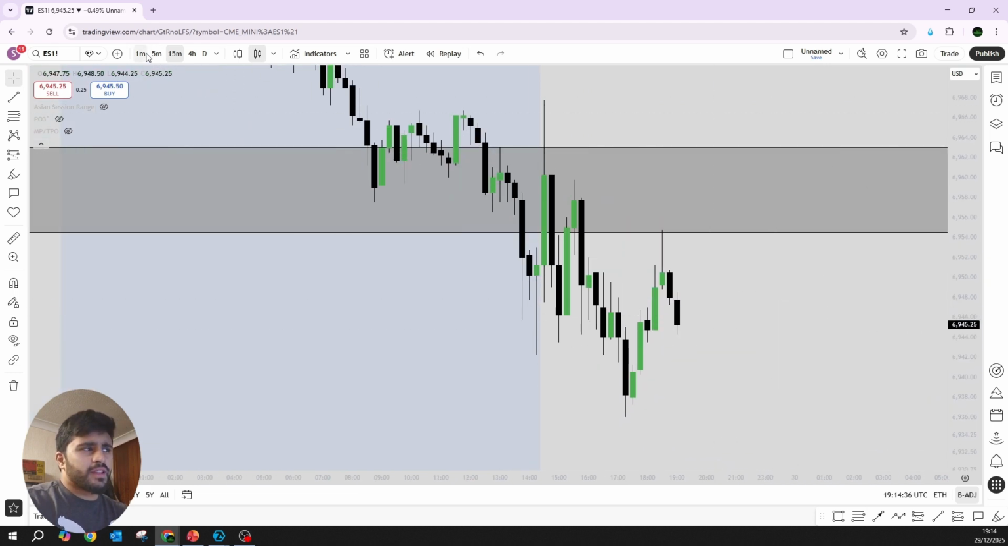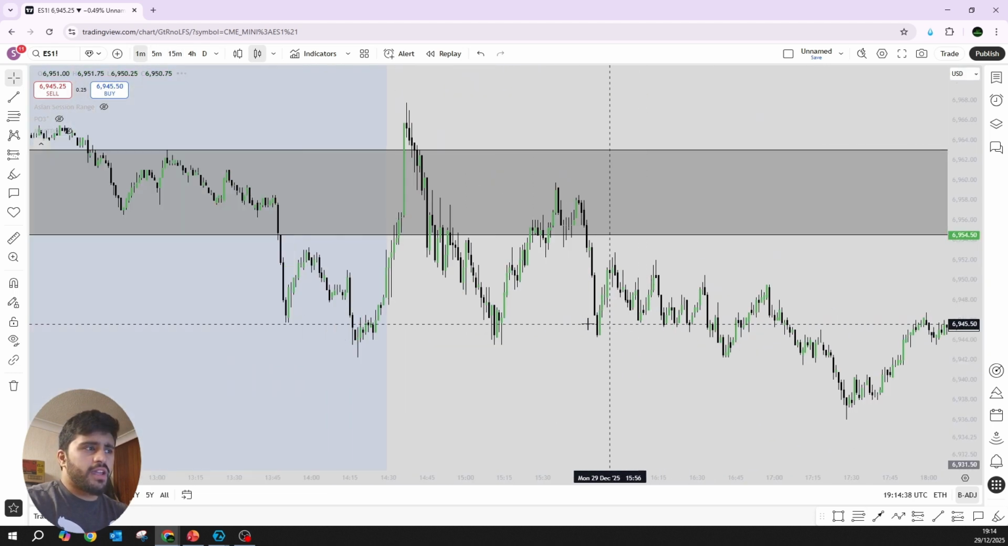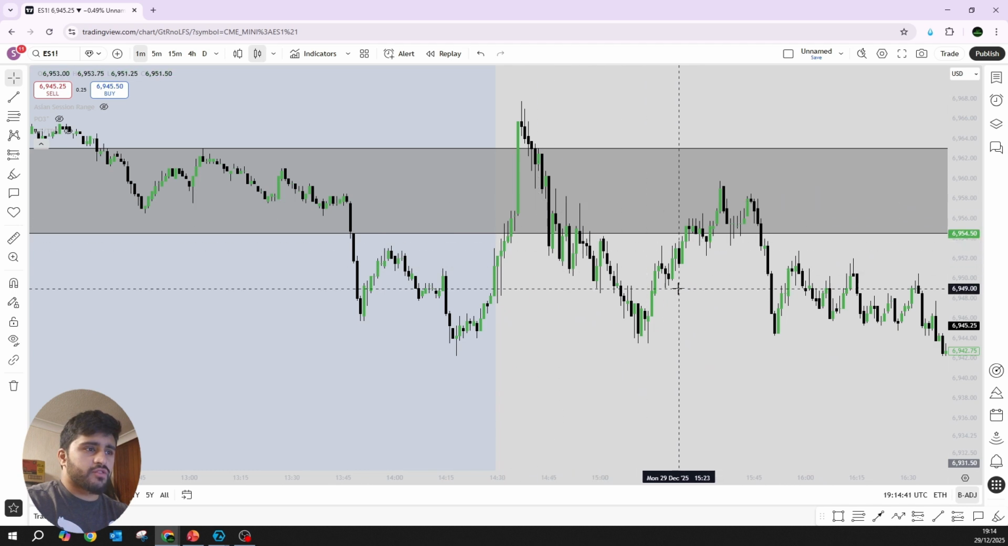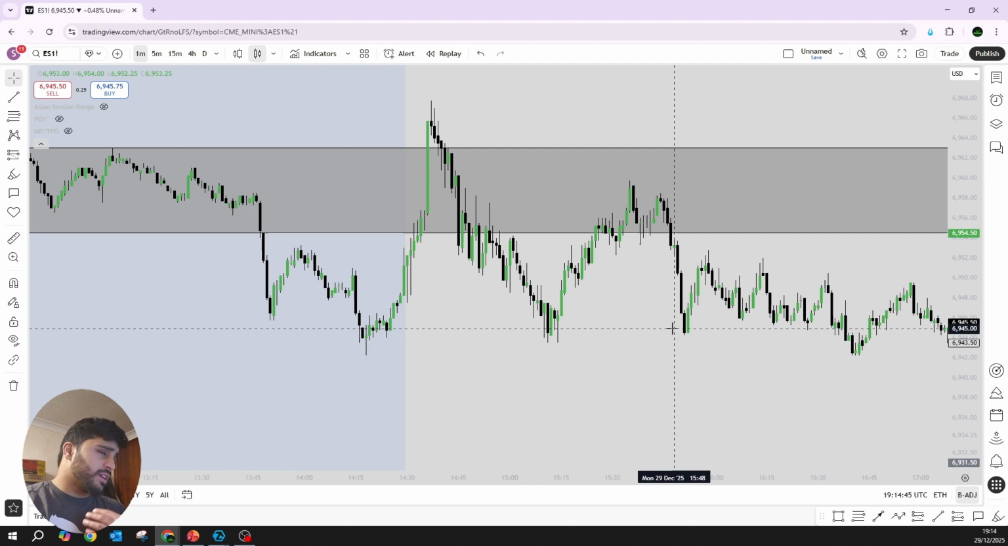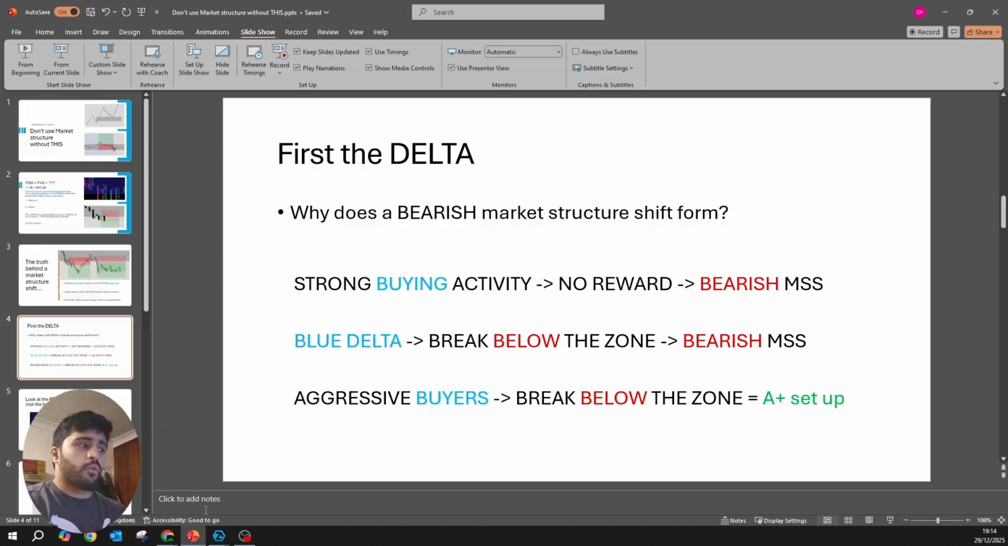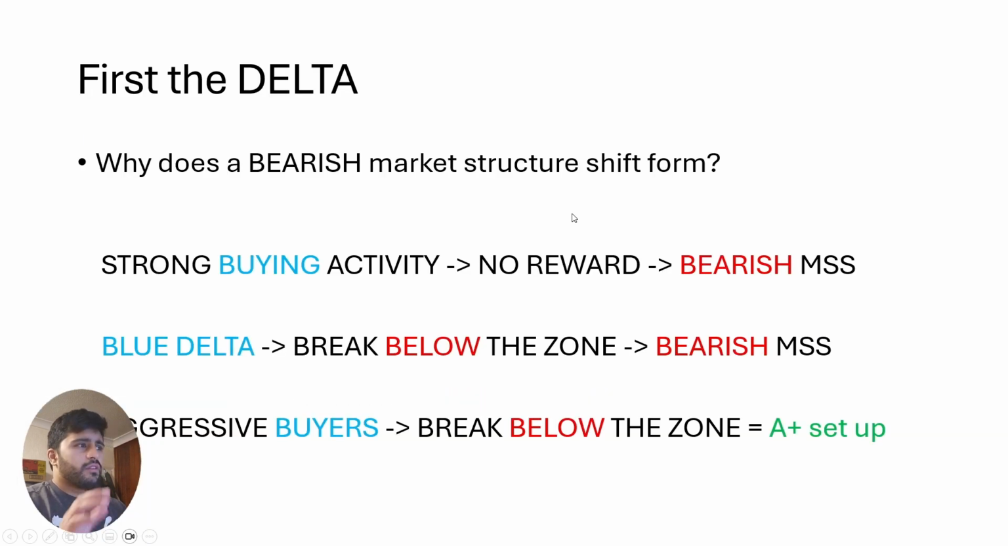But when we look specifically in this sort of price region, why do we get market structure shifts in this region, and why do we get market structure shifts over here? So in this video, I'm going to be going over how to dissect them using order flow, right? So first is the delta.